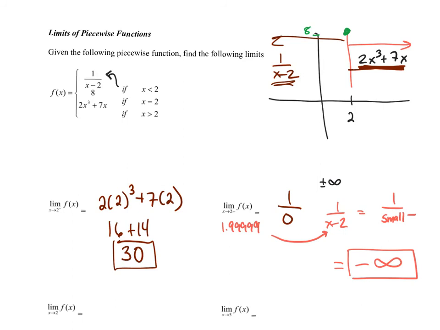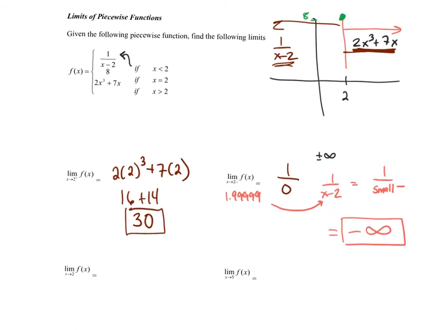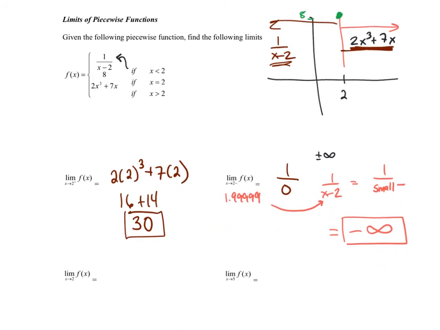So from the right, it's 30. From the left, it's negative infinity. That will make the next question really easy to answer, because it says, what's the limit as it approaches 2? Well, that's simply going to be does not exist, because you can almost visualize it. On one side, it's going to 30, and the other side is dropping down to negative infinity.